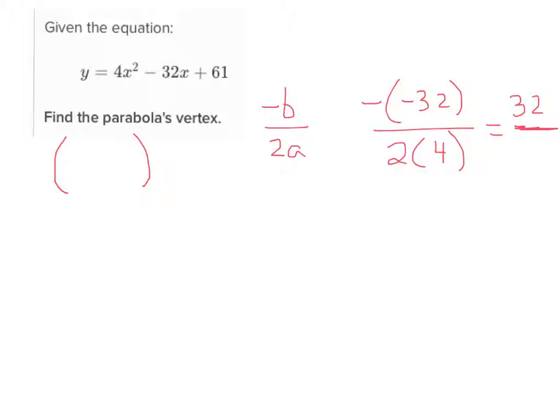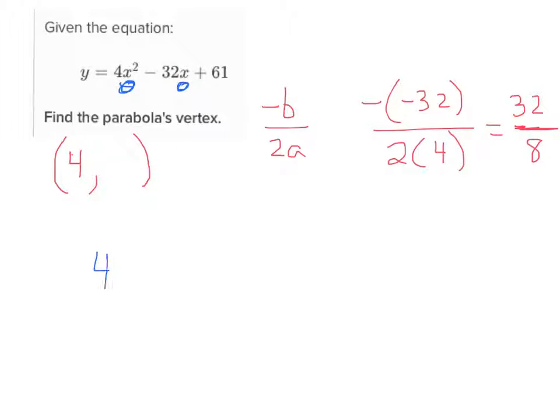Trying to write a line. There we go, over 8. And so what is 32 over 8? 4. So my x value in my vertex is 4. To find the y value, I plug 4 in for x right here and x right here, don't I?